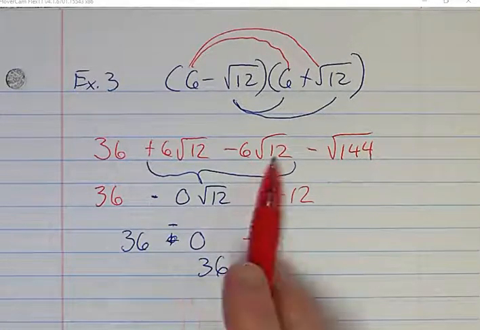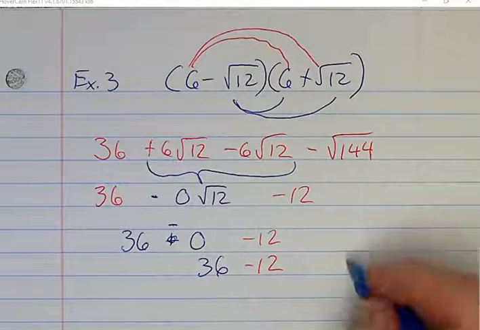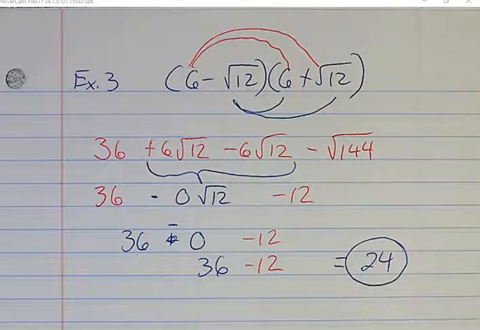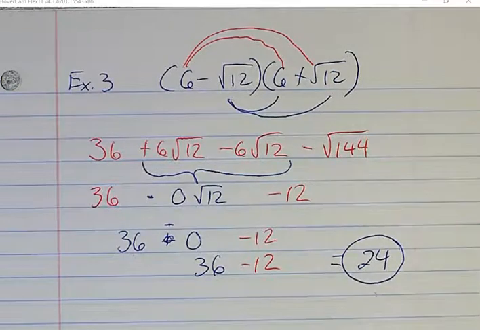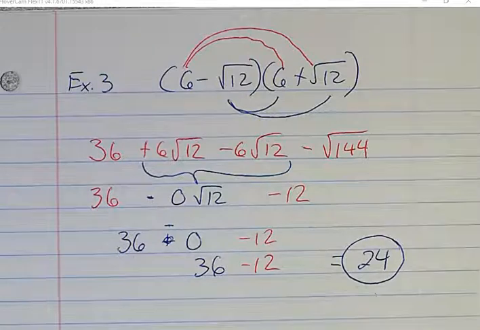So the middle two terms become 0, which basically knocks each other out. So basically we've got the first term minus the last term. 36 minus 12 is 24. So when we change the signs, that's a conjugate. And that's going to walk us right into the next thing we're going to do.